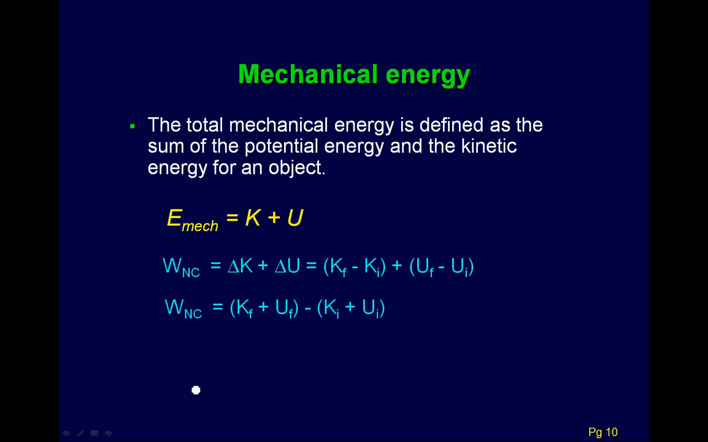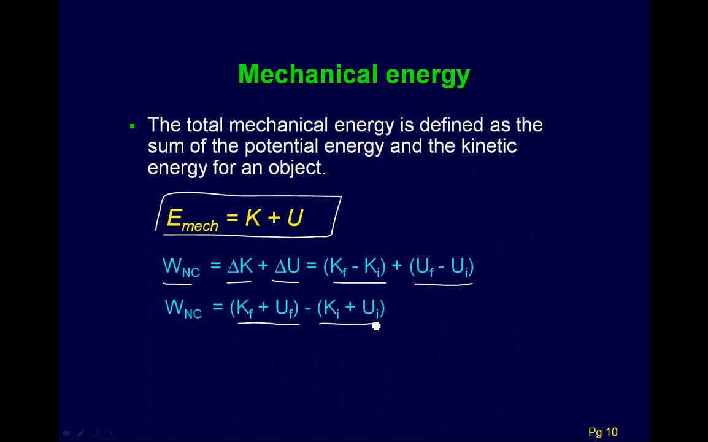So the mechanical energy is defined as before as the kinetic plus the potential, and here we say, okay, work non-conservative equals delta K plus delta U. We can write this out as K final minus K initial plus U final minus U initial. Then we can swing that around a little bit and group up like terms that are both finals or initials. So I'll have a KF plus a UF minus a KI plus a UI. All right, and so we get that the work non-conservative equals the mechanical energy final minus the mechanical energy initial.